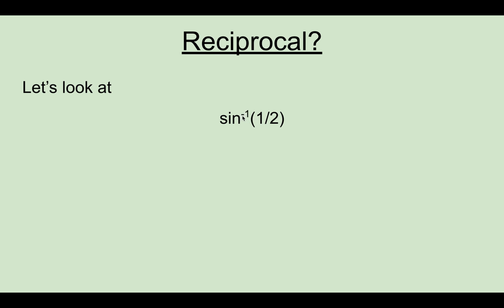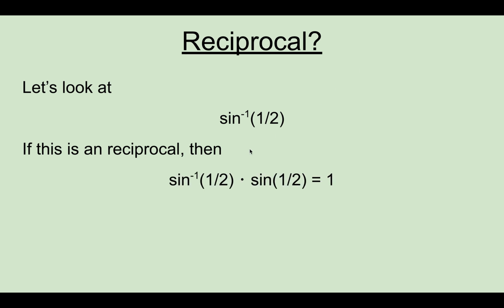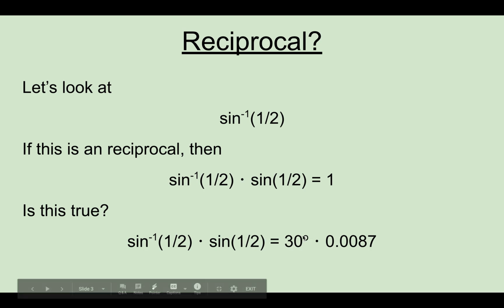We just learned that negative 1s represent reciprocals. So the question is, is this a reciprocal? If it is, then sine to the negative 1 of 1/2 times sine of 1/2 equals 1, right? If that's true, then this is a reciprocal. Well, is this true? Inverse sine of 1/2 is 30 degrees. Sine of 1/2 is 0.0087, and I left my calculator in degrees. But clearly, even if this were in radians, this is not 1, right?